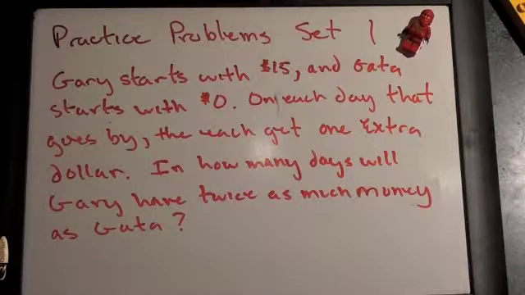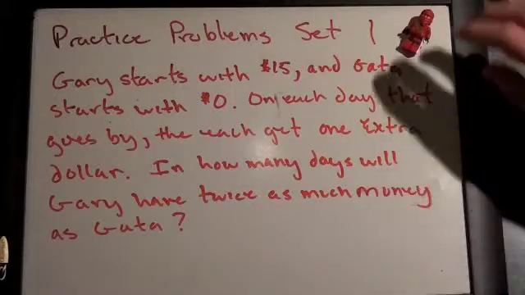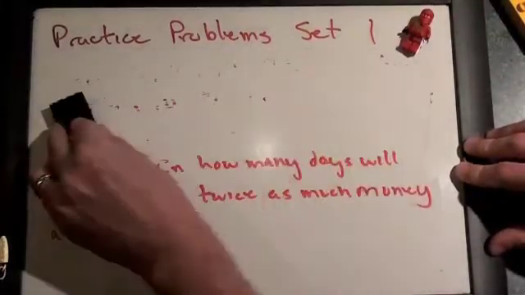How much money does Gary start out with? 15. Gary starts out with 15. How much does Gada start out with? 0. And what happens every day? They get $1 more. And we're trying to figure out how many days until Gary will have twice as much money as Gada. Okay? So Gary starts with 15.